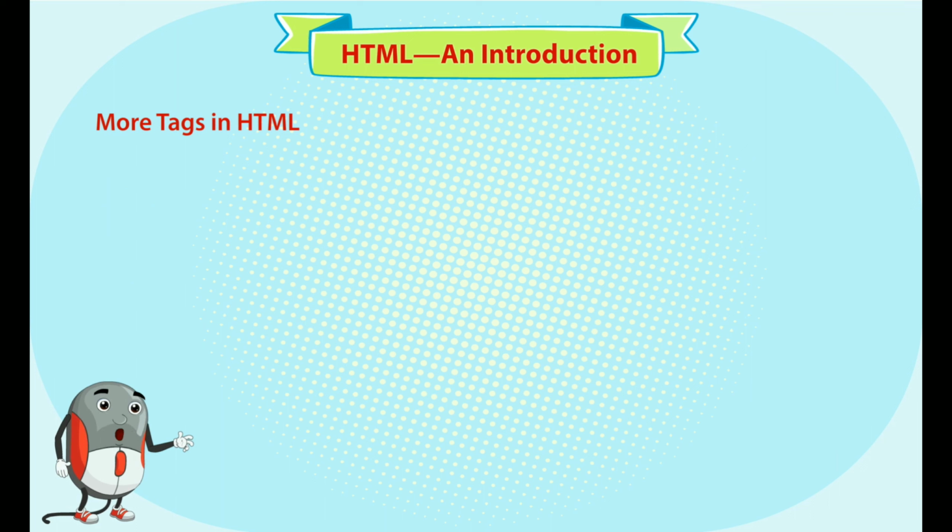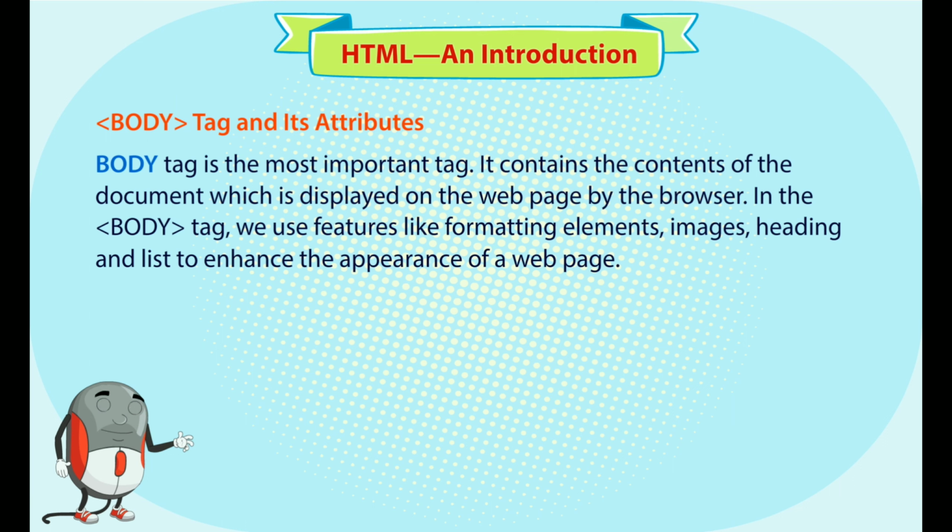More tags in HTML. Let's learn about some more tags in HTML. Body tag and its attributes. Body tag is the most important tag. It contains the contents of the document which is displayed on the web page by the browser. In the body tag, we use features like formatting elements, images, headings, and lists to enhance the appearance of a web page.